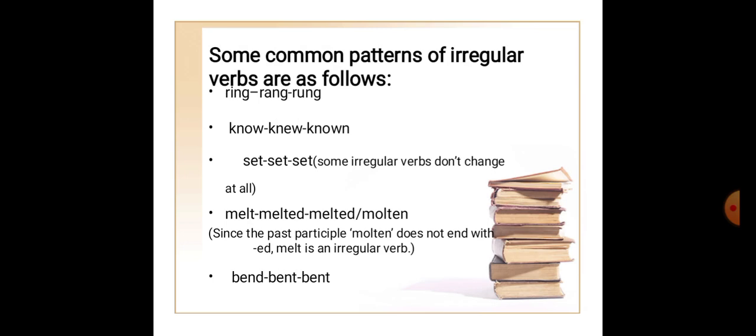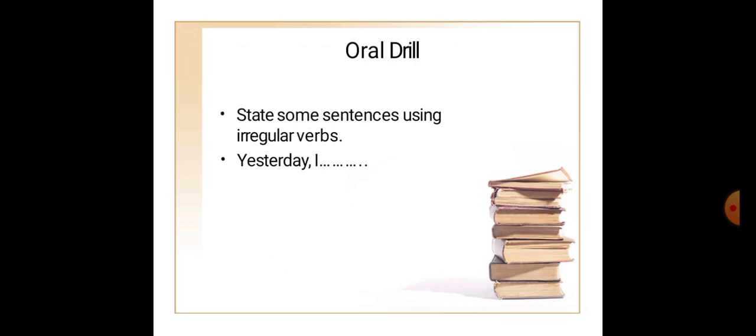Melt, melted, molten. Since the participle molten does not end with -ed, melt is an irregular verb. You can see that melted ends with -ed, but molten does not end with -ed, so that means it's a participle form. Bent: here too you can see it's not -ed.